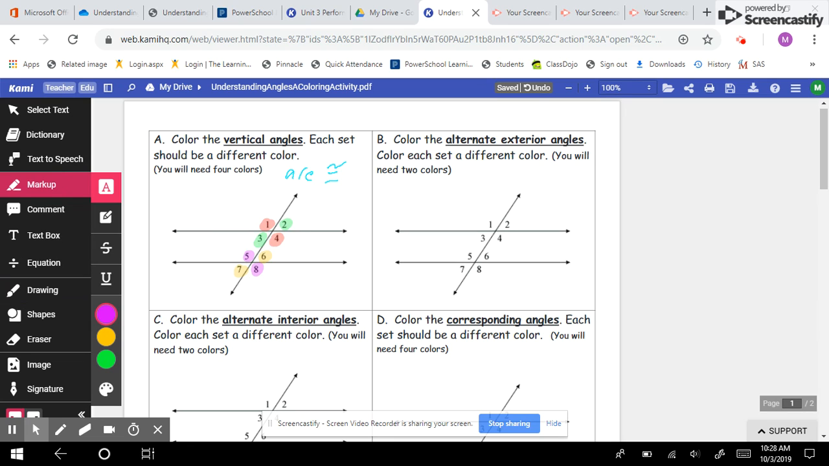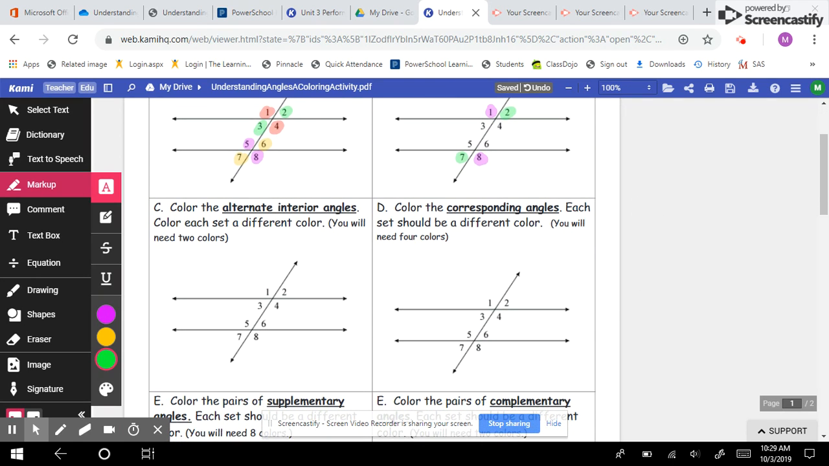The next one we're going to talk about is the alternate exterior angles. Alternate exterior angles are angles that are outside the parallel lines. So they're outside the parallel lines and they are across the transversal. So they're across the line that crosses through the parallel lines. If I look at angle 1 is outside the parallel lines, and the angle that is across from it, outside of the parallel lines, is angle 8. There's one more pair of alternate exterior angles, and that would be angle 2, and then the one that is across the transversal and outside the parallel lines is angle 7.